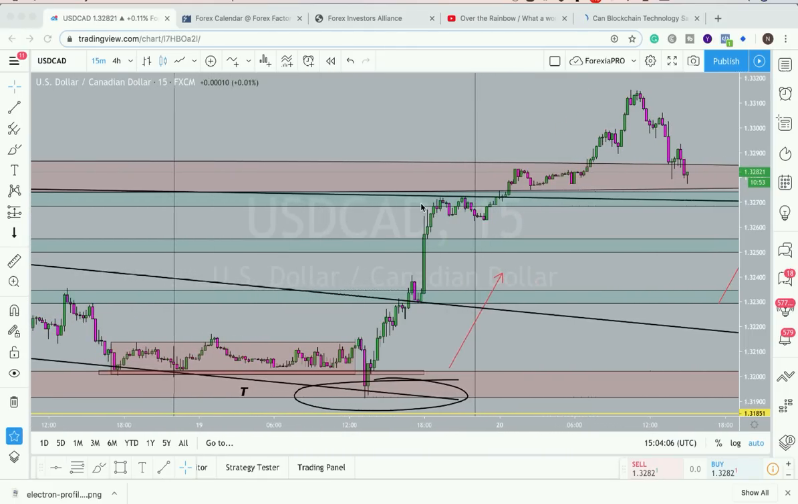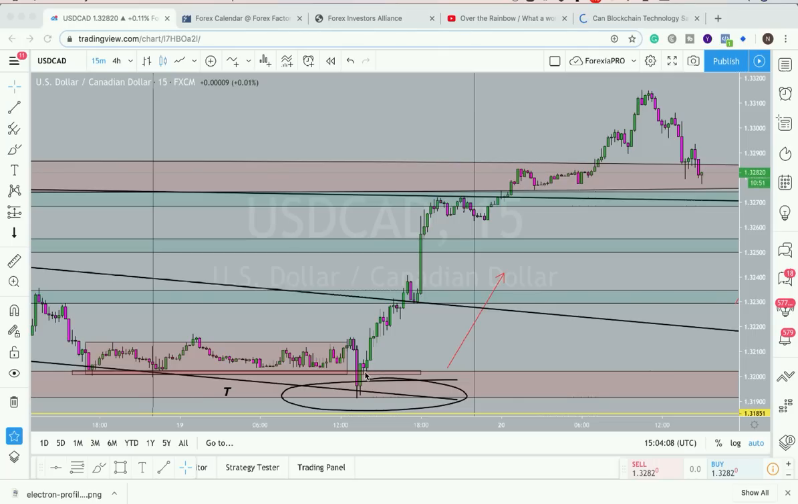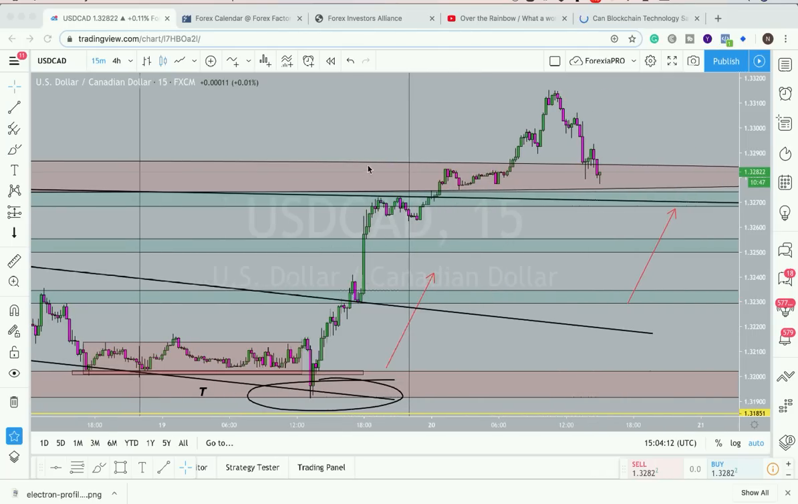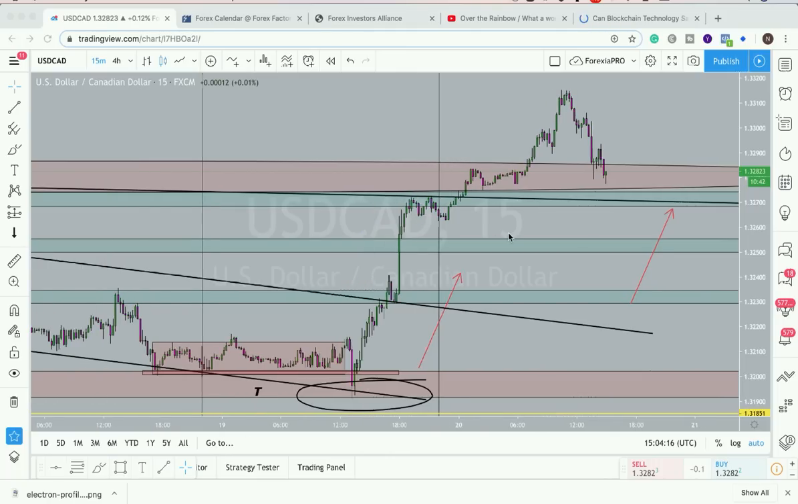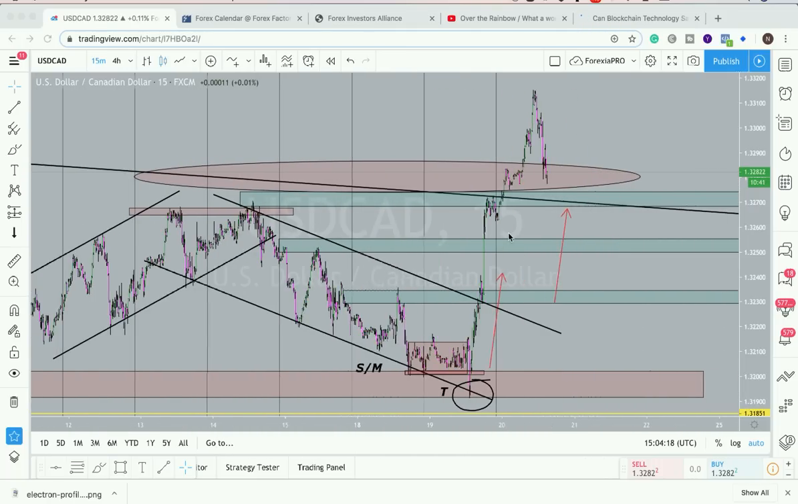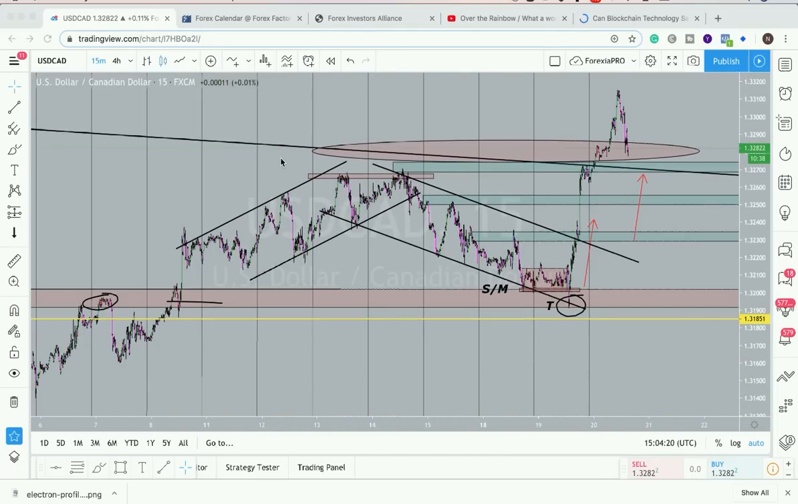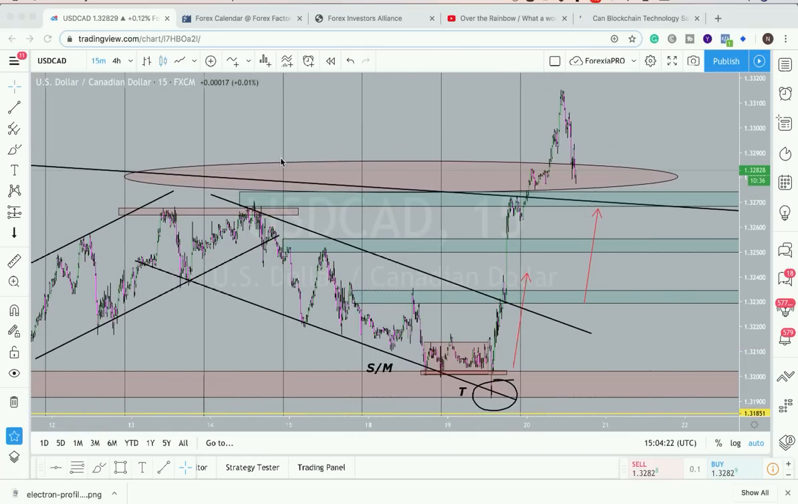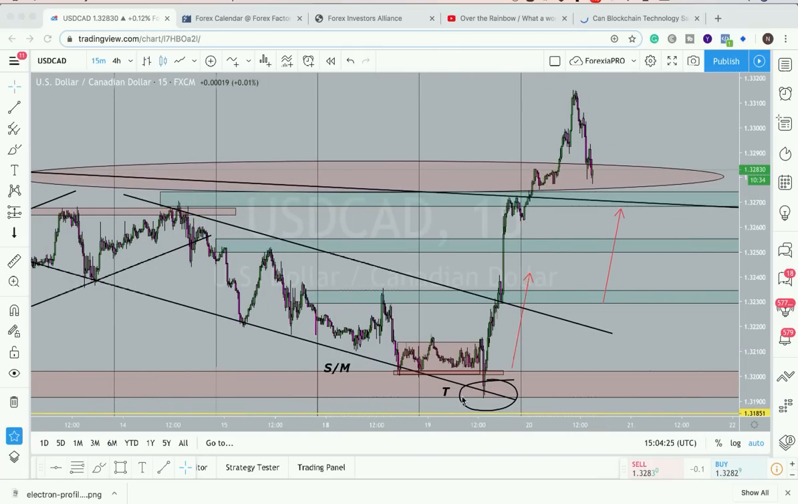Alrighty, ladies and gentlemen, you can see the aftermath of what happened here on USD CAD 15-minute. All take profits absolutely smashed. Absolutely smashed. Sunday, Monday, Tuesday reversal off of Sunday, Monday's lows.